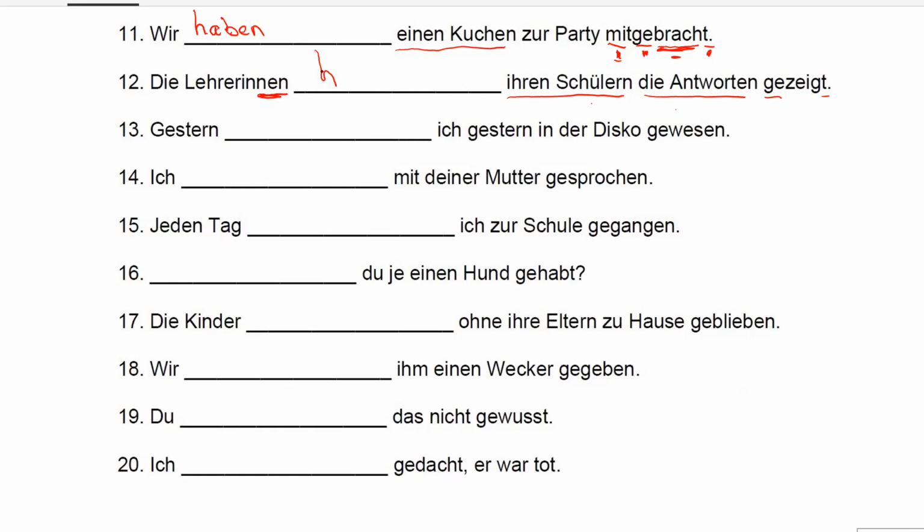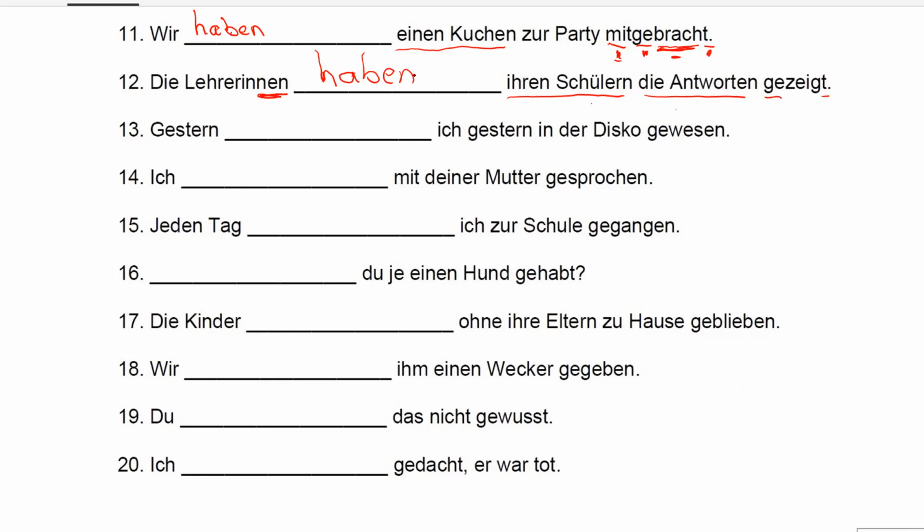This time we have the form that goes with the plural sie, as in they, and therefore haben, same as the infinitive. Die Lehrerinnen haben ihren Schülern die Antworten gezeigt. The teachers showed their students the answers.